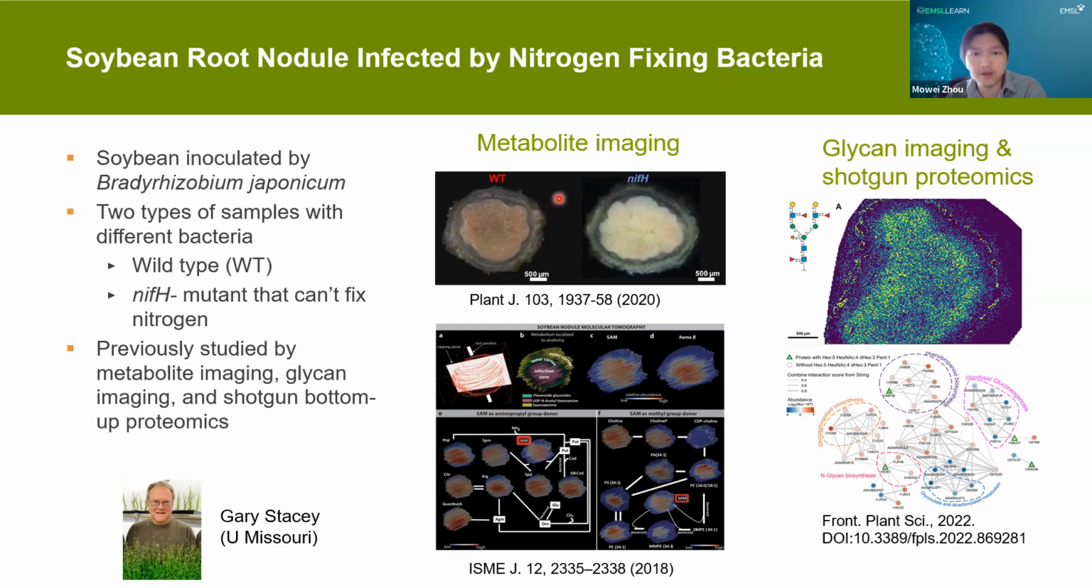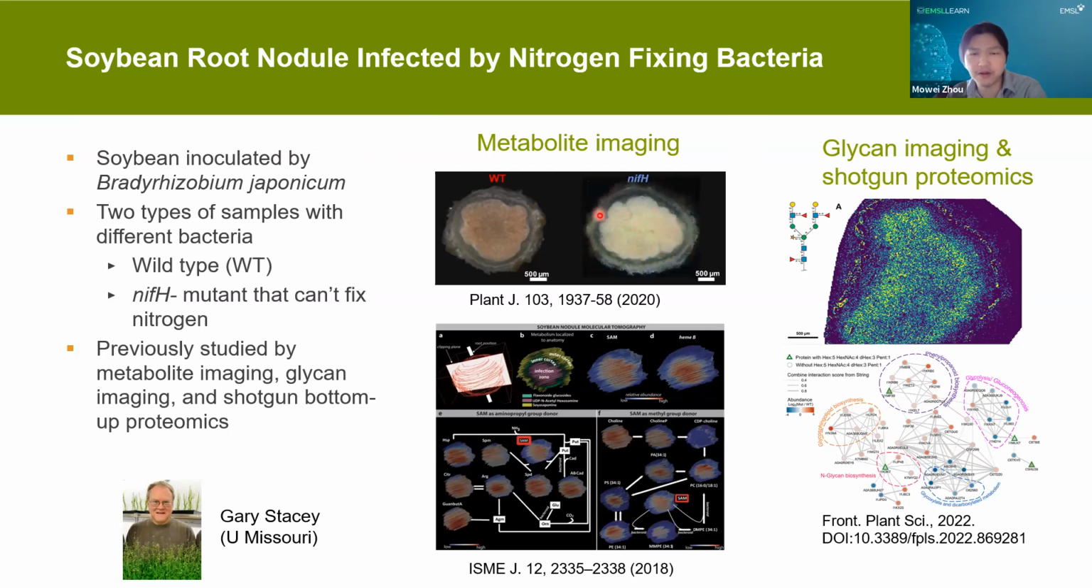This shows a representative optical image of the soybean nodule tissue slices. The soybean nodule is inoculated by the Rhizobium japonicum bacteria, and Gary's group has really optimized those two strains. One is the wild type, and the other bacteria is a mutant that lacks one of the genes for one of the nitrogen fixing proteins. So this mutant cannot fix nitrogen, but it will still inoculate and infect the soybean.